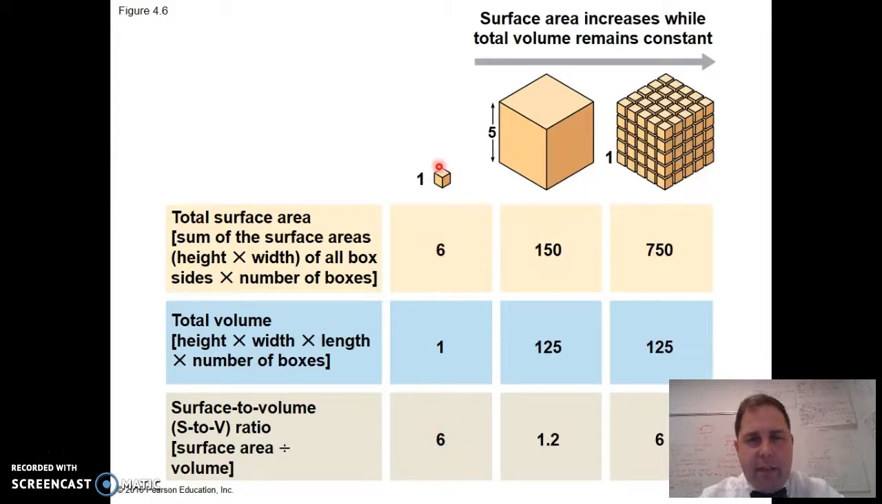Now if we make this cube bigger, with sides of 5 now, the surface area increases, but so does the volume. And so this bigger cube has a surface to volume ratio of 1.2. If you think about this cell needing to get sugars, for example, into the cell, it doesn't have nearly as much plasma membrane to allow transport in and out relative to this much smaller cell.